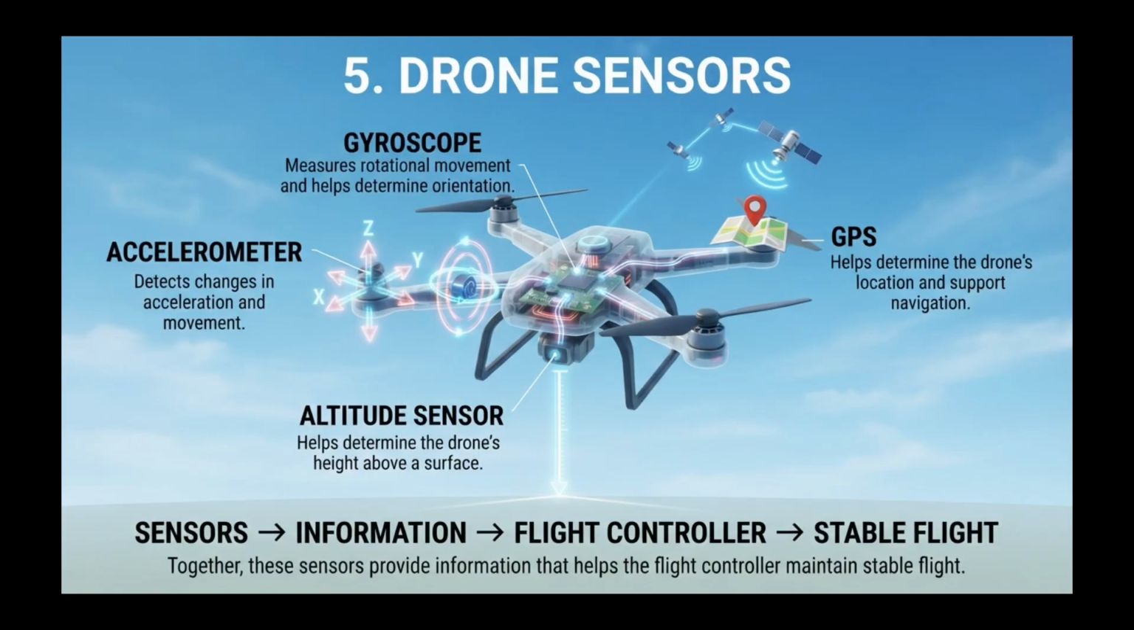5. Drone sensors. Drones use different sensors to understand their movement and position. One important sensor is the gyroscope. It measures rotational movement and helps determine orientation. Next is the accelerometer. It detects changes in acceleration and movement. We also have altitude sensors, which help determine the drone's height above a surface. GPS, which can help determine the drone's location and support navigation. Together, these sensors provide information that helps the flight controller maintain stable flight.